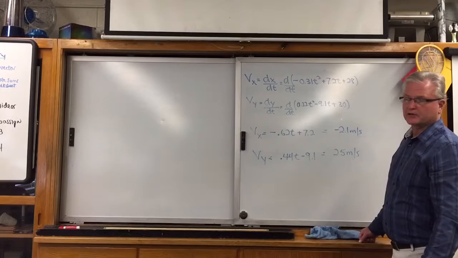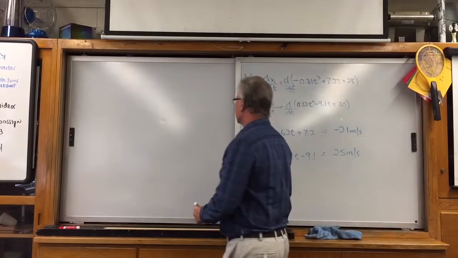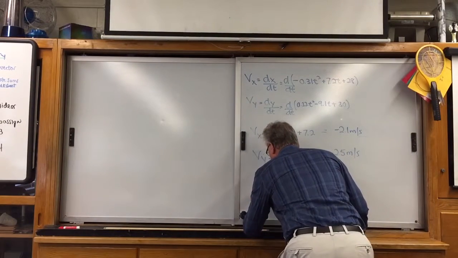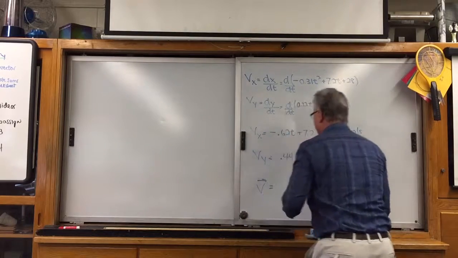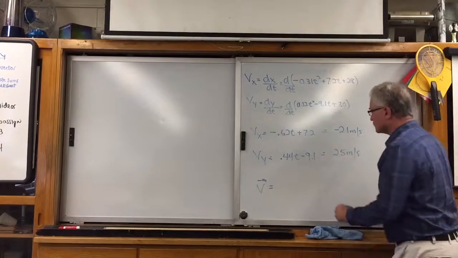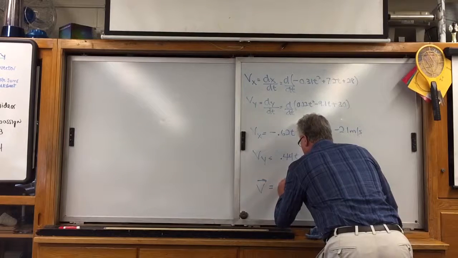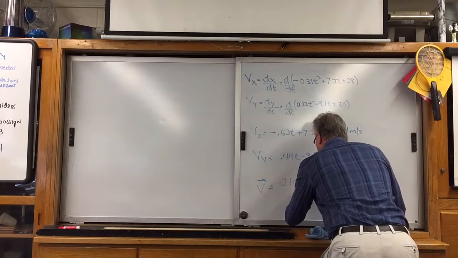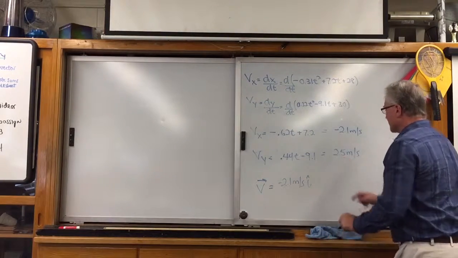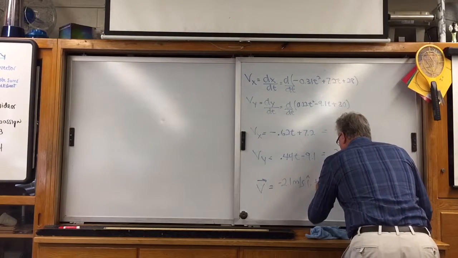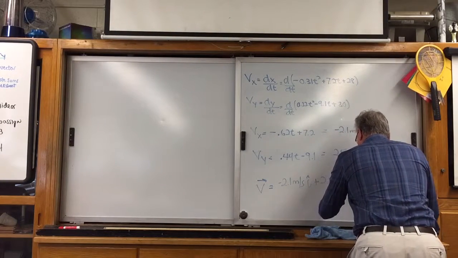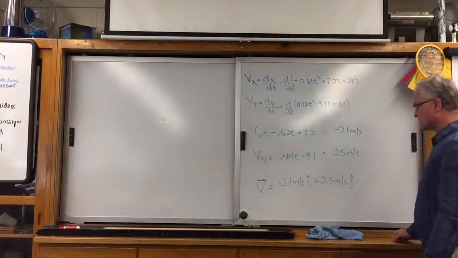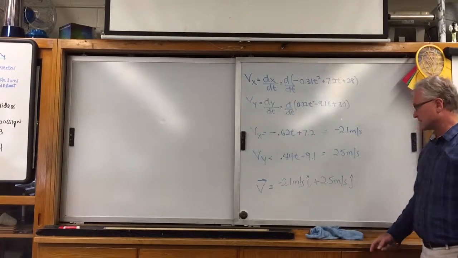So the bottom line here for our velocity formula will be, just write it right here, our velocity is going to end up being negative 2.1 meters per second in the i, and here we've got 2.5 meters per second in the j. All right, and that tells us what our velocity is at 15 seconds.